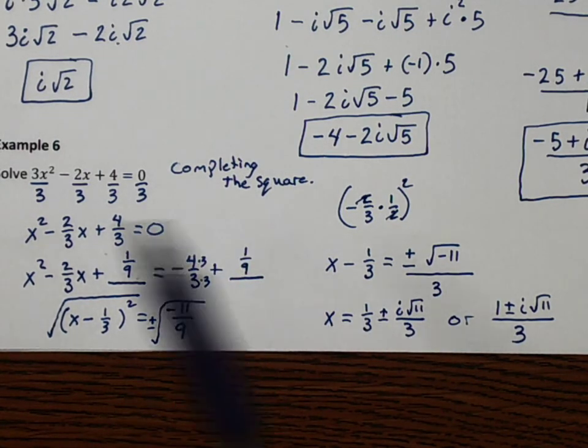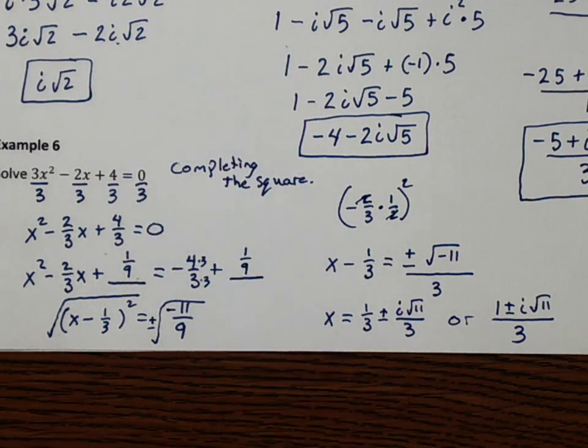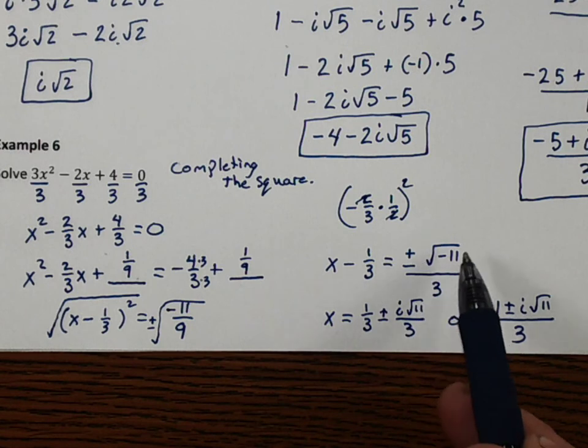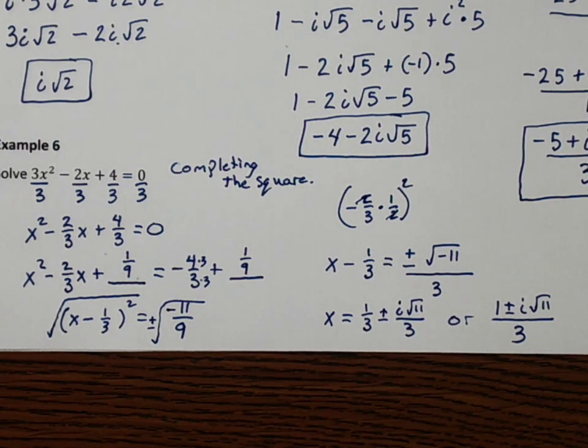So I did a review of completing the square. The whole point it showed up in this lesson is because of this square root of negative 11 that shows up in that particular problem.